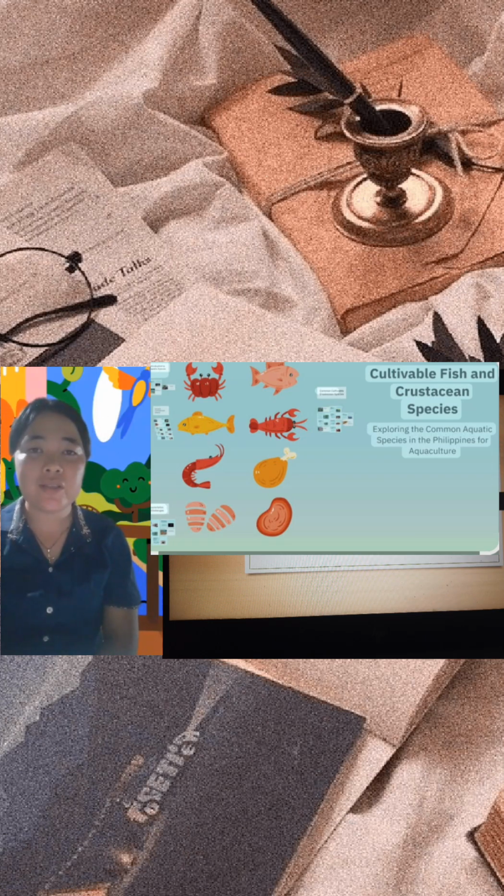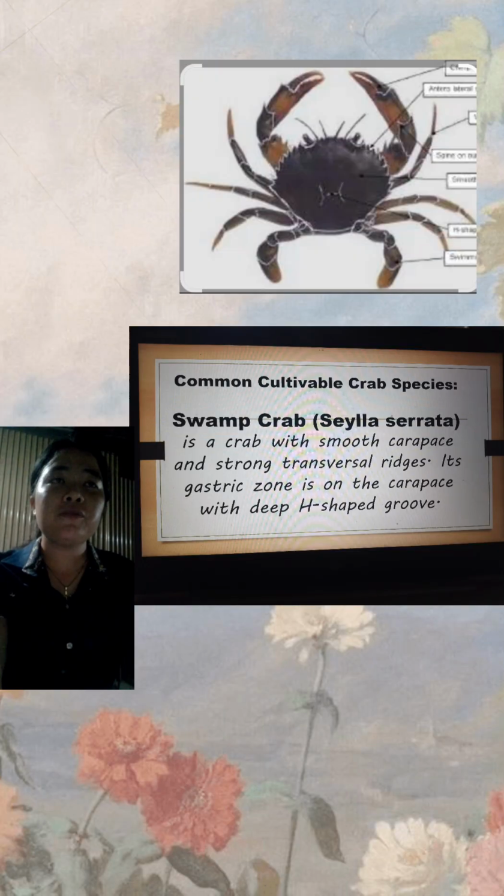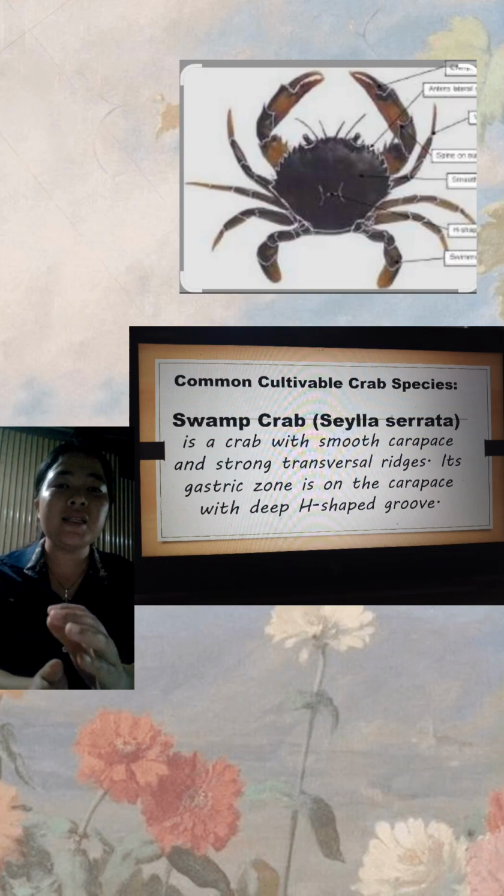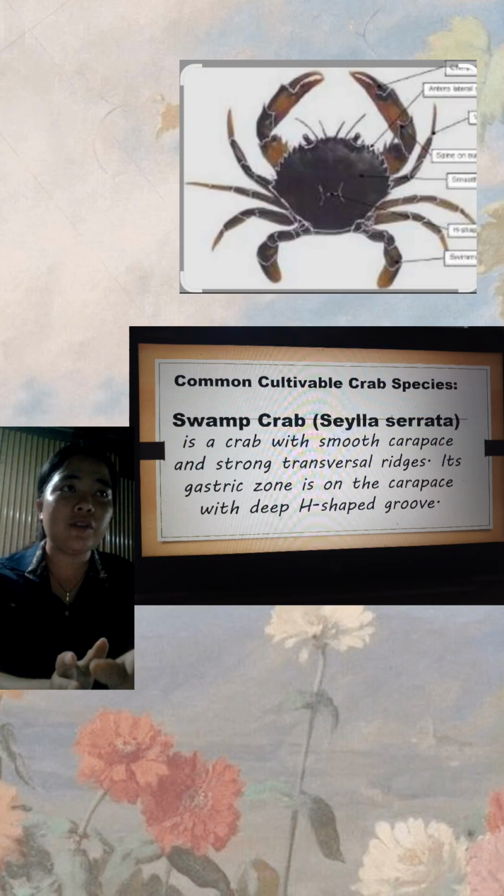trade, or research purposes. The first species is the swamp crab, or Scylla serrata. This is the species. It is easy to identify because of its shell pattern and shape, and it has a smooth shell but with strong ridges, and there are distinct marks.